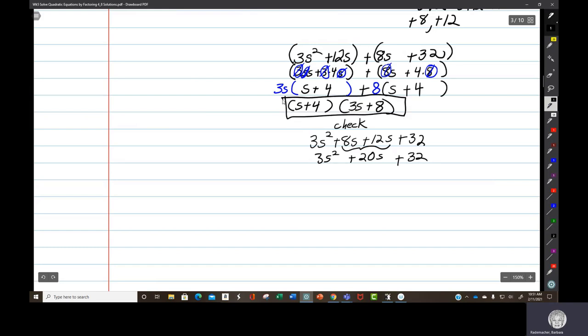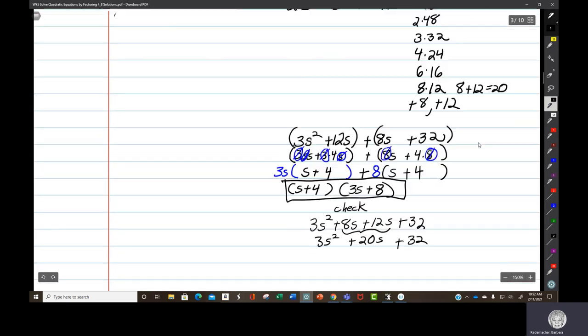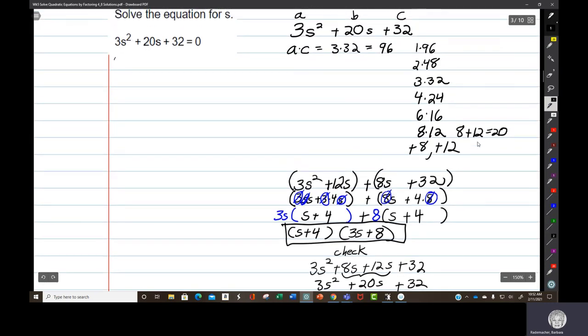Now, yesterday, that would have been what I put in the answer box, but not today. Today we're solving an equation. So I put the factors here, s plus 4 times 3s plus 8 equals 0. Then I draw a vertical line down to keep the factors separate because I set each of these binomial factors equal to 0.